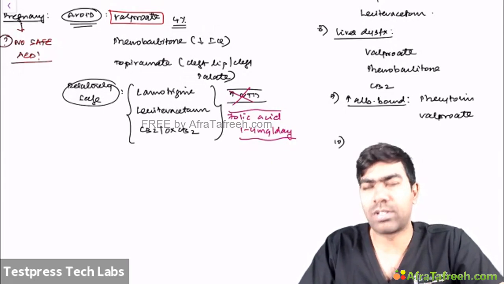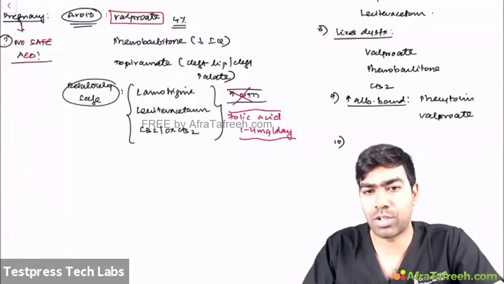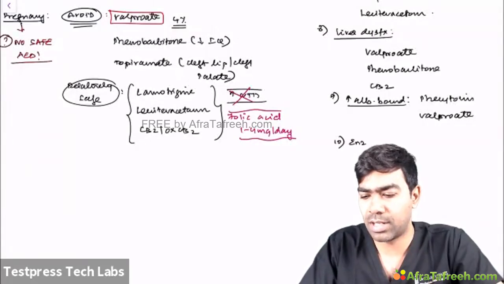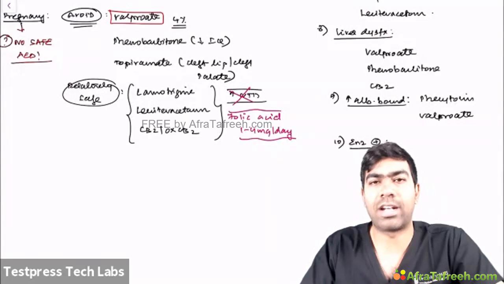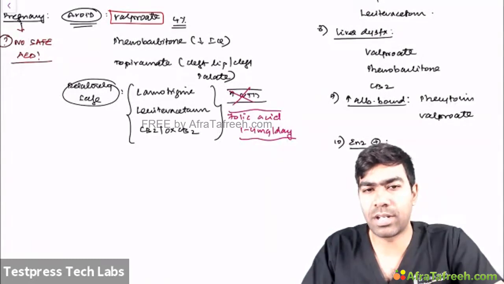And the next question they might ask in the exam is about the enzyme inducers, because that's very important, as a lot of anti-epileptic drugs are basically cytochrome enzyme activators. So what are the enzyme inducers basically?